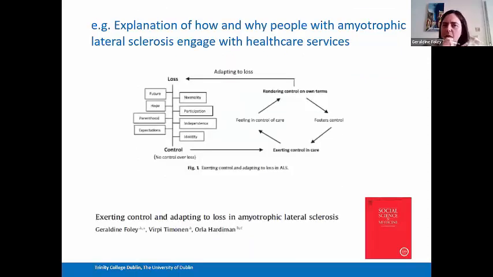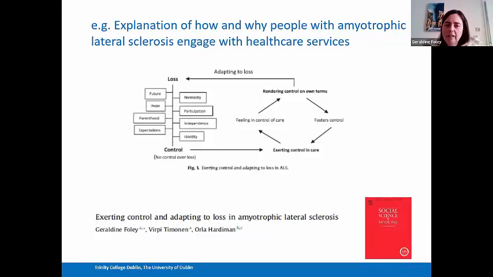This is an example of a conceptual explanatory framework that I mentioned a few minutes ago. This came out of that study, which started off with a very general question around how people with MND or ALS engage with healthcare services? And because not much had been known about that or documented in detail, certainly nothing around a conceptual framework, this is where the findings were mapped.